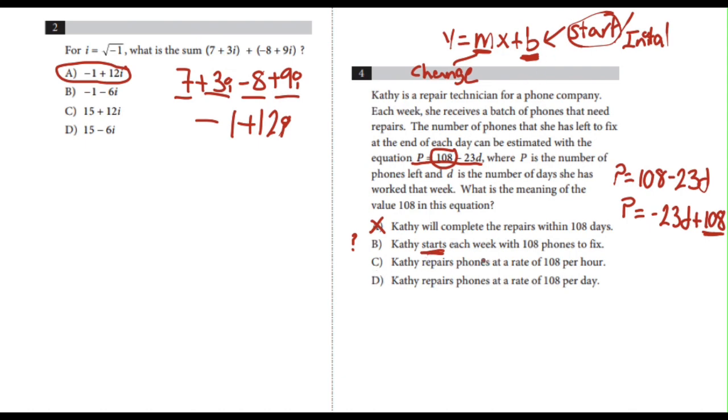C, Kathy repairs phones at a rate of 108 per hour. That can't be it. We know that this is our initial amount. Can't be C. D, Kathy repairs phones at a rate of 108 per day. If it was per day or per hour, then 108 would have a variable next to it. Since it doesn't, we know this is our starting or initial amount, and that'll be answer choice B.